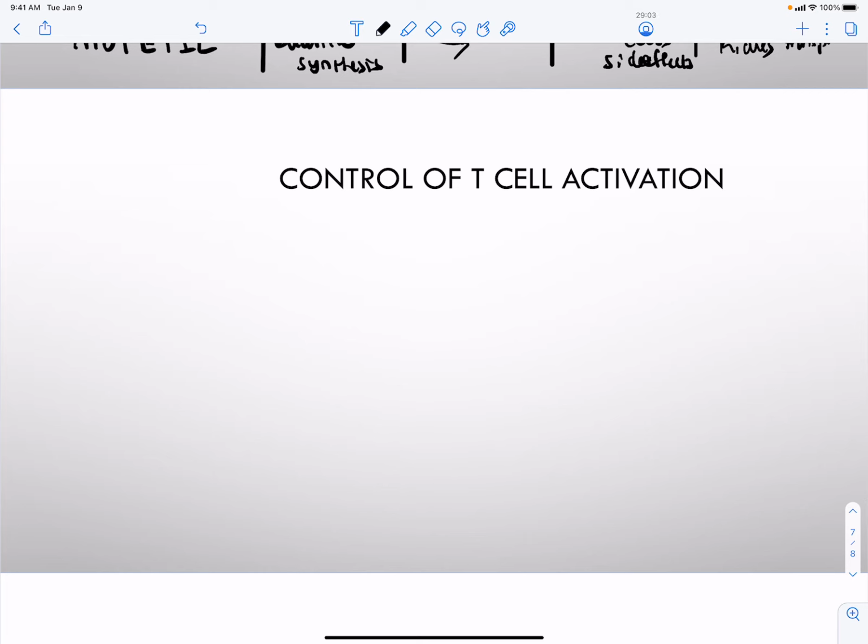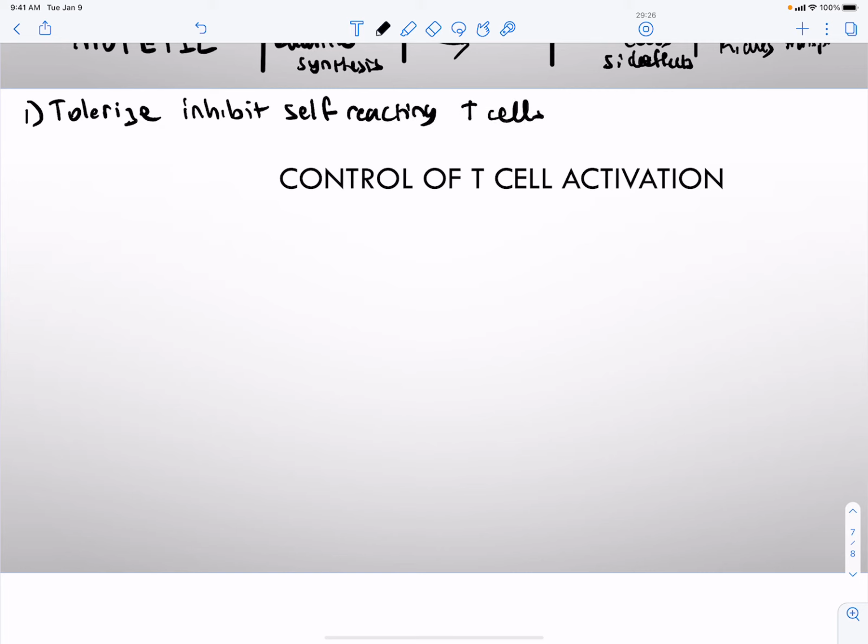Now, last I want to just talk about control of T cell activation. So when we think about control of T cell activation, we have to think of it on 2 levels. One is to tolerize, so to inhibit self-reacting T cells or B cells. And the other is to control an activated lymphocyte clone.